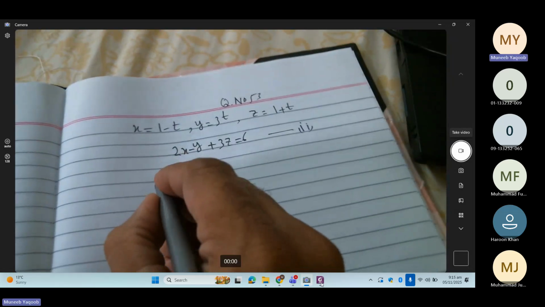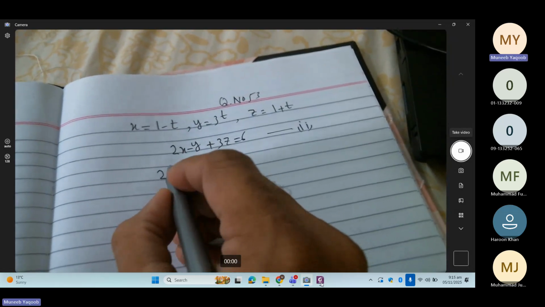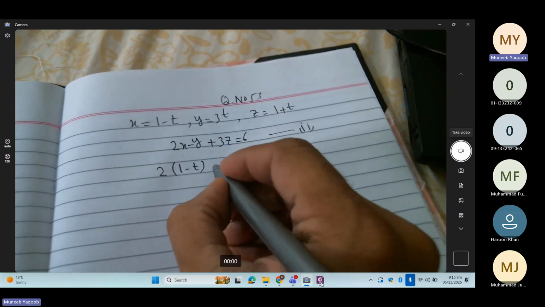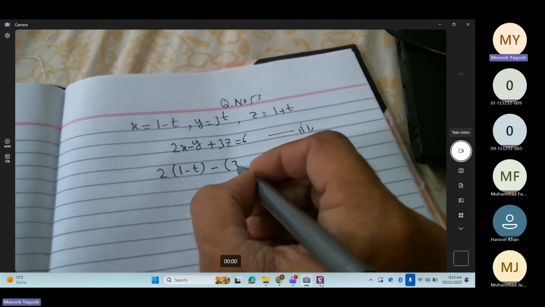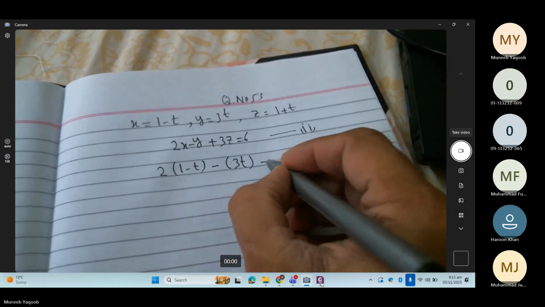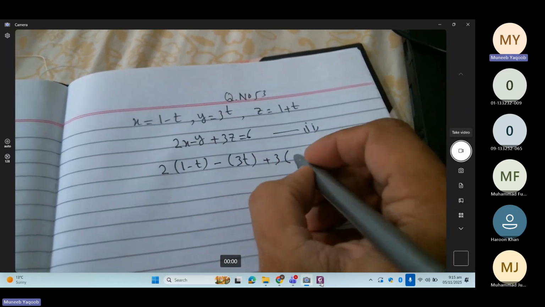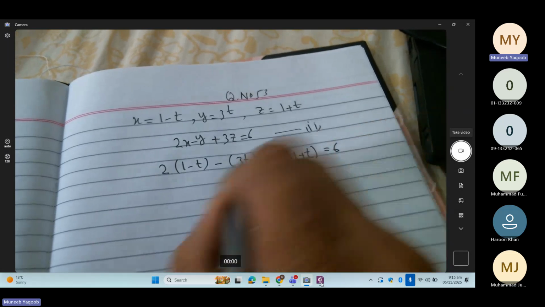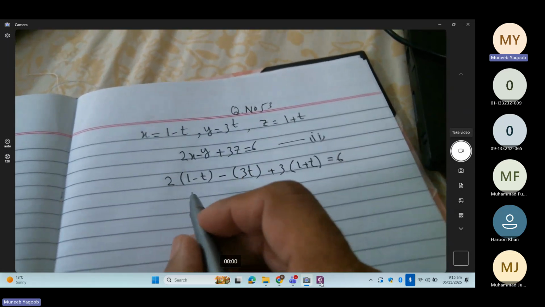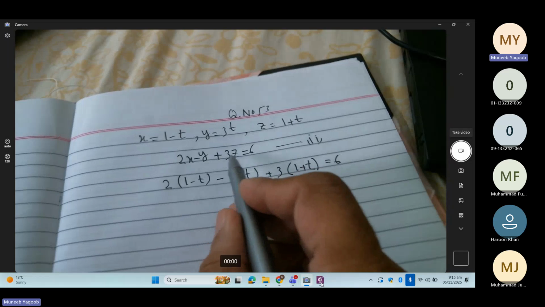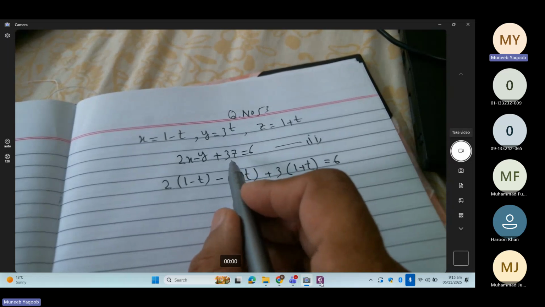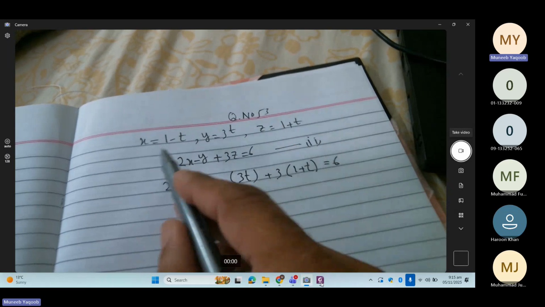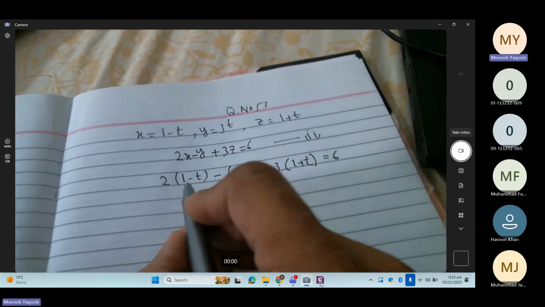So in place of x, we can write 1 minus t. Similarly, in place of y, we can write 3t. And in place of z, we can write 1 plus t. So what we have done is replaced x, y, and z with their parametric equations, which were given by the straight line. Now we will find t.